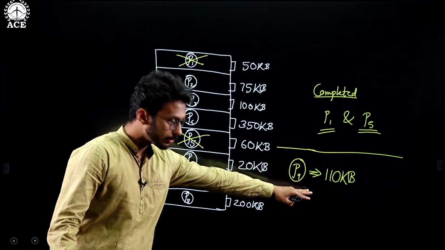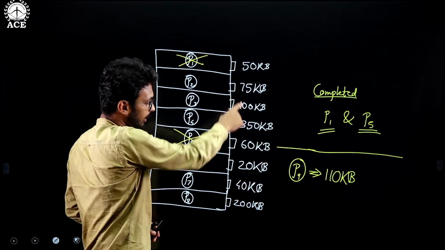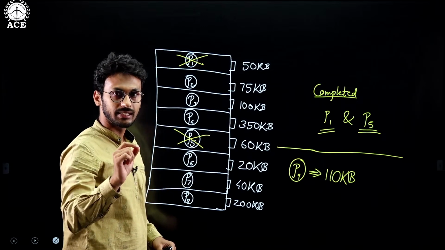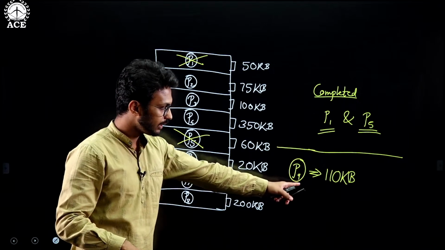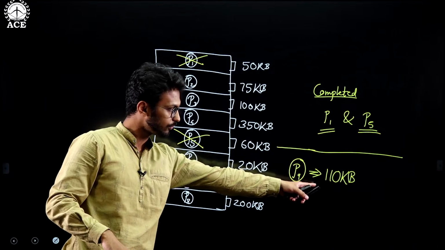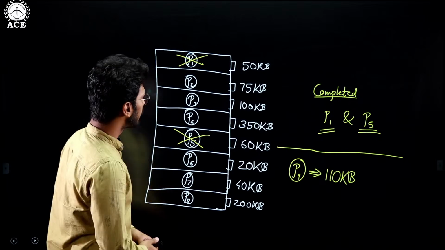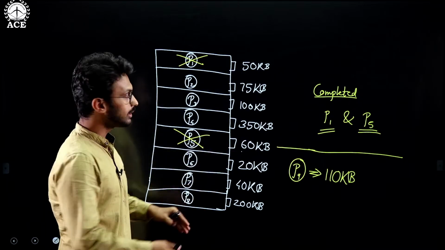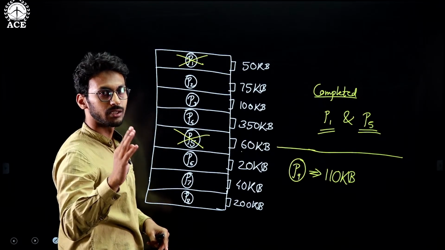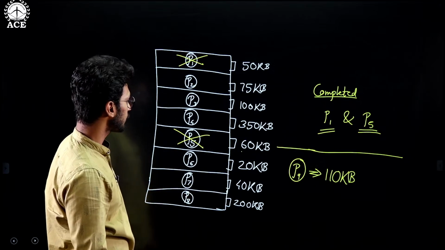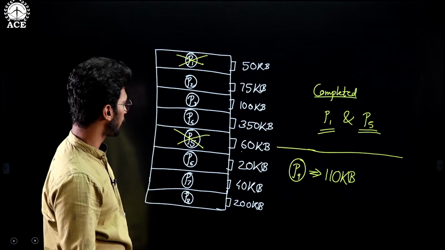Will we be able to accommodate process P9 into memory? We have 50 plus 60, 110 KB of memory free right now. But we will not be able to allocate the 110 KB P9 process into memory, isn't it? Why? Because that 50 KB and 60 KB is available, but it is not available contiguously. So that is one of the things. Next one. Let's see one more point about this.